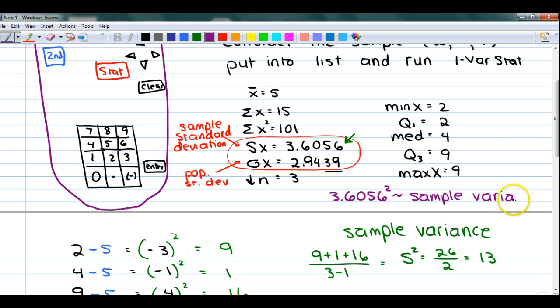Notice those rounding errors are going to kill you. So I would carry the number all the way out. Put every digit that your calculator gives you for Sx when you square it, and then round after you've squared. And that's it for standard deviation and variance. How cool was that?